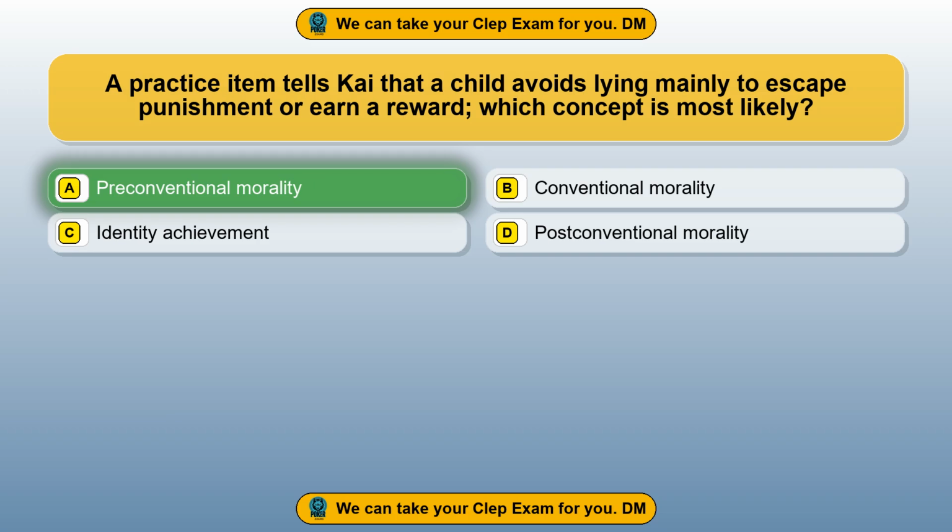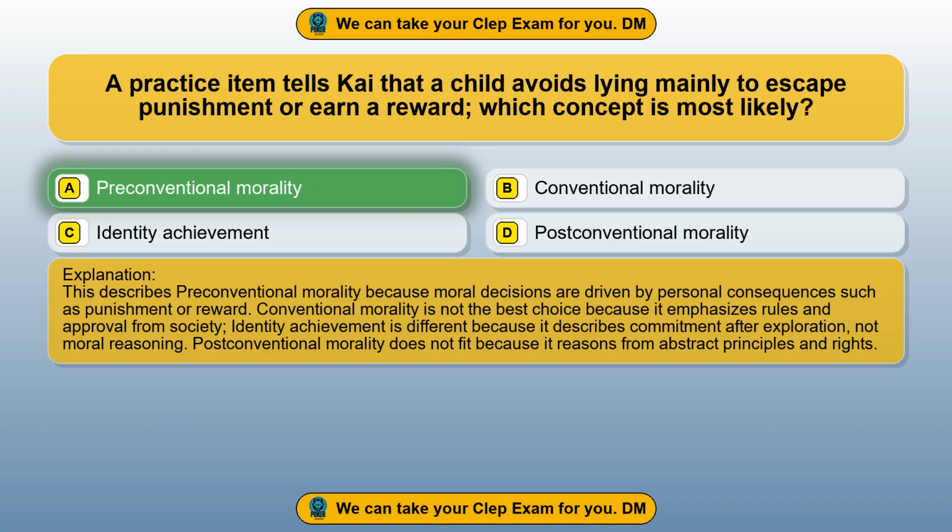Pre-conventional morality. This describes pre-conventional morality because moral decisions are driven by personal consequences such as punishment or reward. Conventional morality is not the best choice because it emphasizes rules and approval from society.